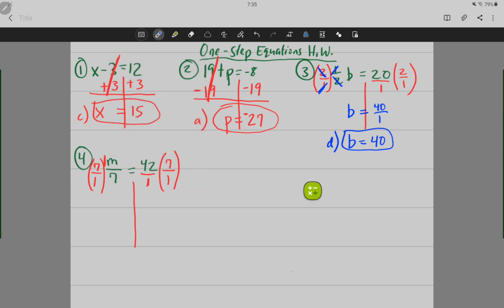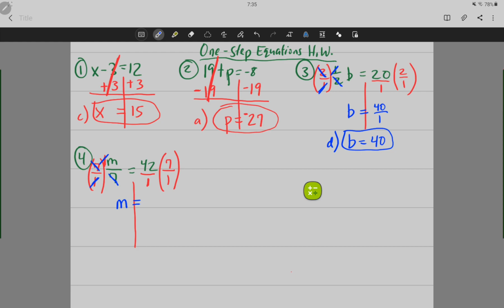To get rid of our fraction, we can cross cancel. 7 divided by itself is 1. You don't have to put the 1. 1 divided by itself is also 1. You don't have to put the 1. But bring down your variable m and your equal sign.